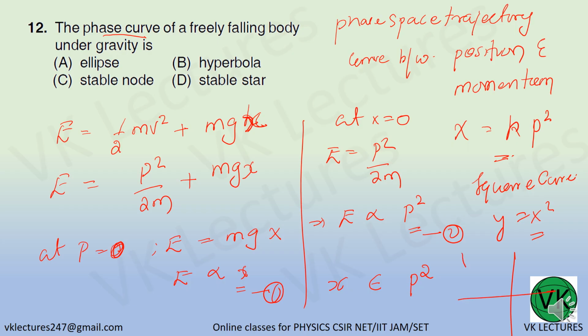So this is how the y equal to x square curve looks, where along x you have position and along y you have momentum. So this is a parabola. Ellipse is for the linear harmonic oscillator. For a linear harmonic oscillator, you have an elliptical shape for phase space.